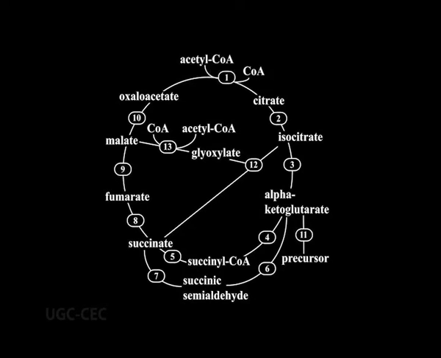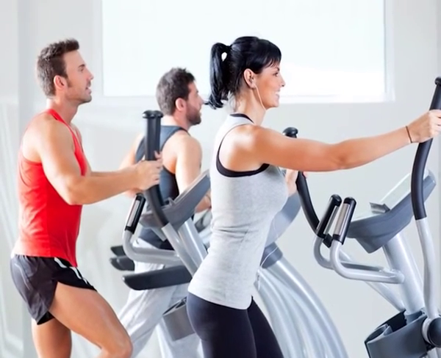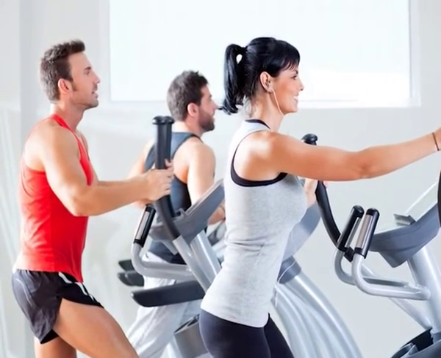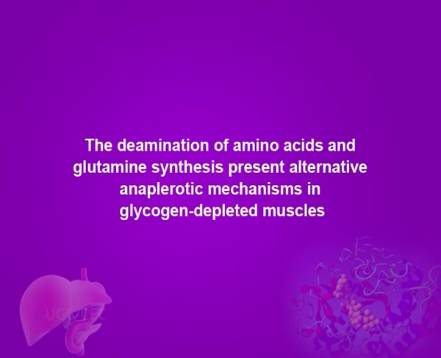The increase in concentration of TCA cycle intermediates probably is needed to increase the flux of the TCA cycle and meet the increased energy demand of exercise. A gradual increase in leucine oxidation leads to a carbon drain on the TCA cycle in glycogen-depleted muscles and may thus reduce the maximal flux in the TCA cycle and lead to fatigue. The deamination of amino acids and glutamine synthesis present alternative anaplerotic mechanisms in glycogen-depleted muscles.